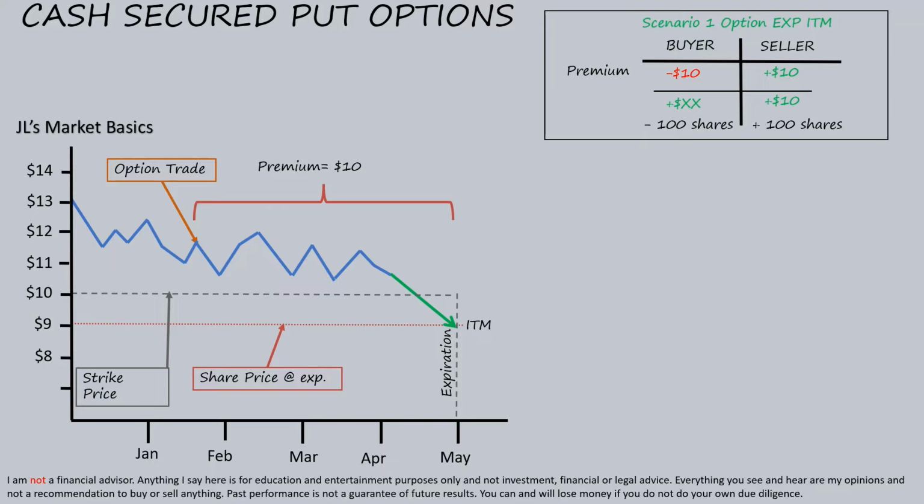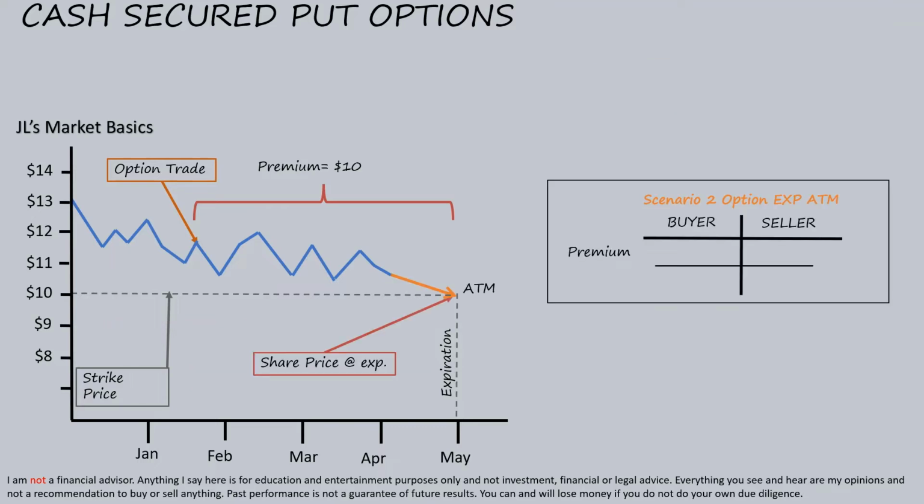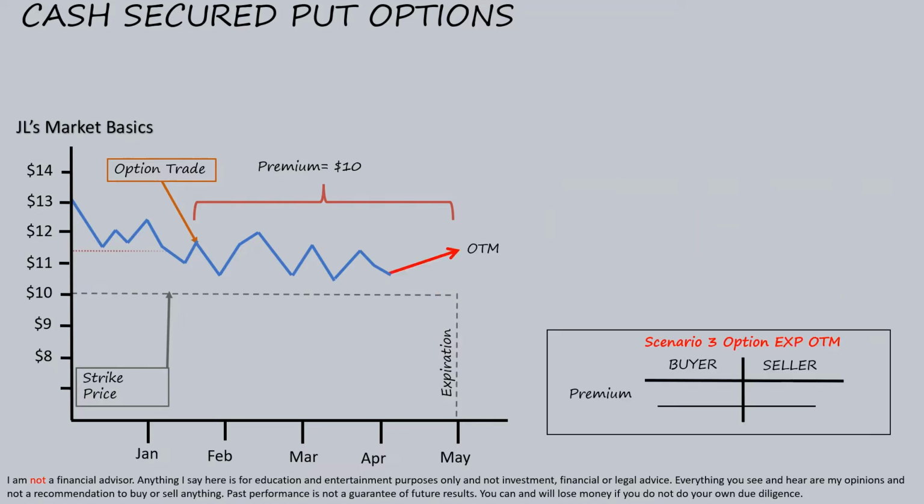In scenario 2, the share price is at $10 at expiration. The buyer paid $10 for the contract and the seller collected $10 for selling the contract. It is at the money and the buyer can try to sell the contract, or because the option is technically in the money, the buyer has the right to exercise the contract and sell 100 shares of the underlying stock at $10 per share to the seller, leaving the seller with a gain of $10 plus 100 shares from this transaction.